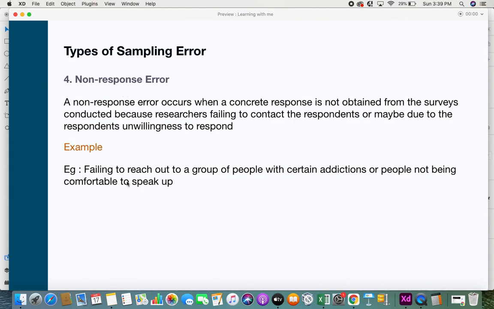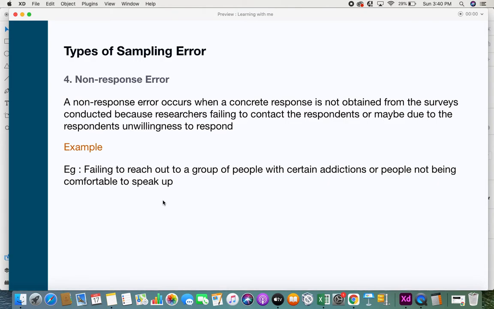An example for that is failing to reach out to a group of people with certain addictions, or people not being comfortable to speak up. Let's say you want to do research on people having a certain type of addiction. Initially not all people would come up and say that yes, I'm having this problem. So you need to find ways in which you can reach them. First, reaching out to the people would be tough. Because you're not able to reach out to people, you would be in a situation where you're not getting a response. So that is one type of non-response error.